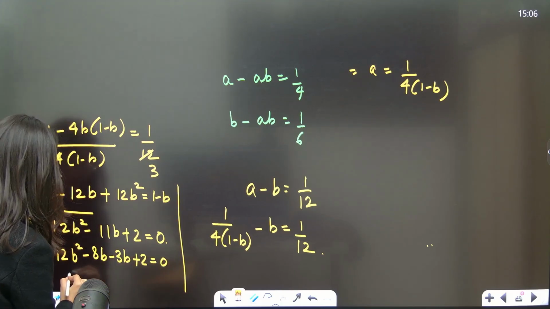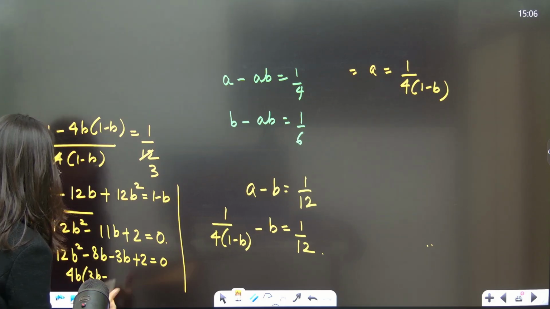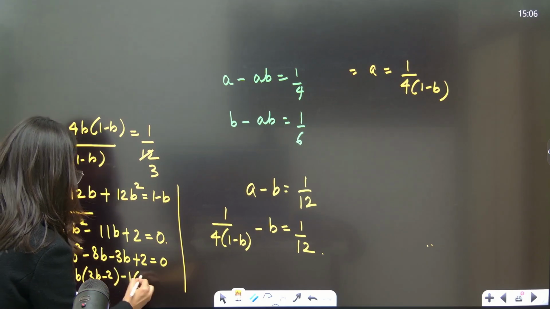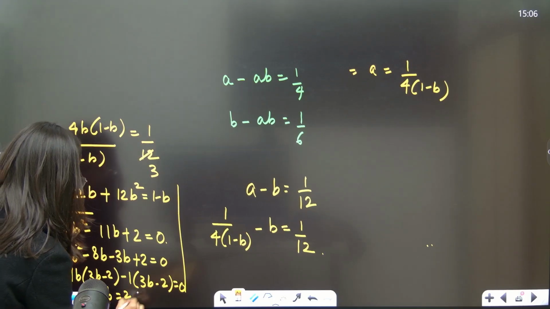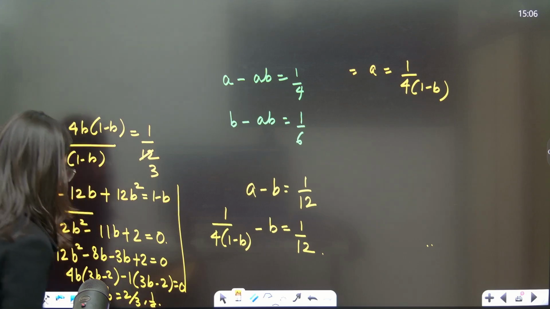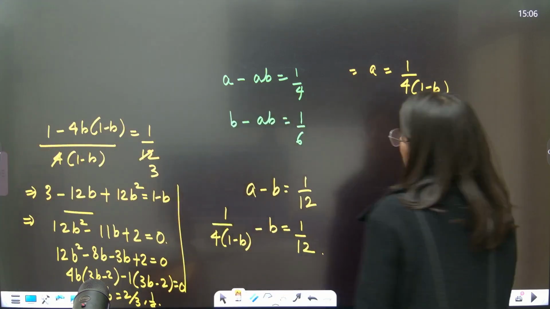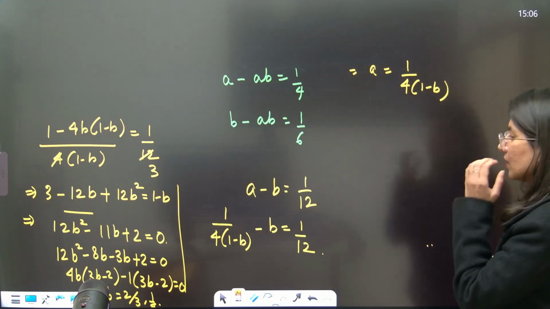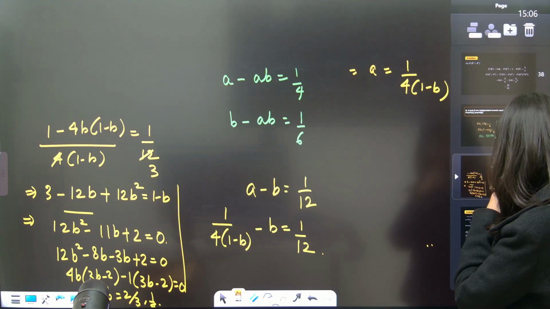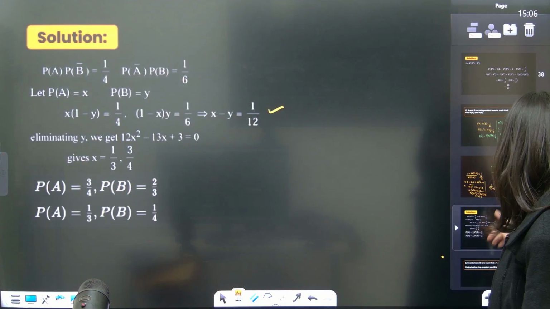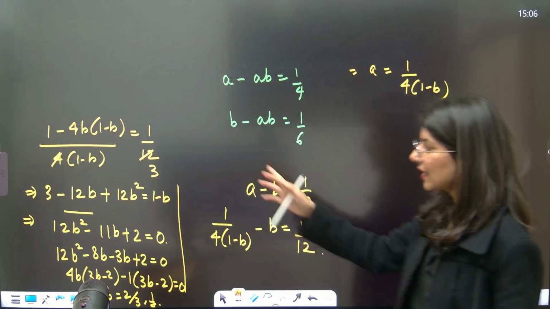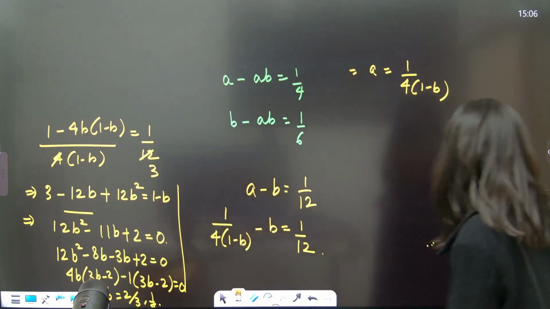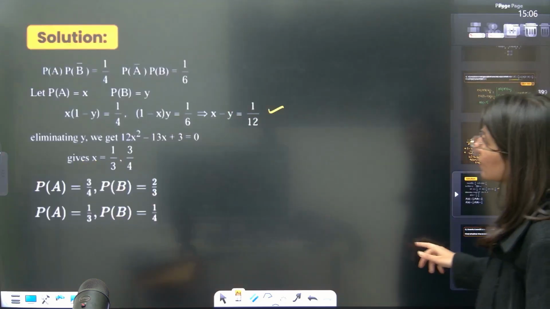So this is your, if you take common 4b, 3b minus 2 minus 1, 3b minus 2 is equals to 0. So b is 2 by 3 comma 1 by 4. So b is 2 by 3 comma 1 by 4. So just plug in the value of a and b, you will get the answer. But in here they are saying something else. So I think this calculation is fine, because see, the solution is different.